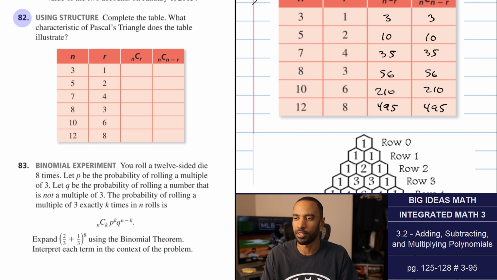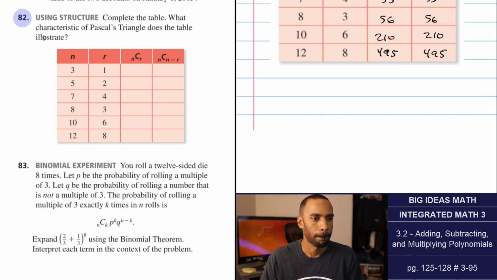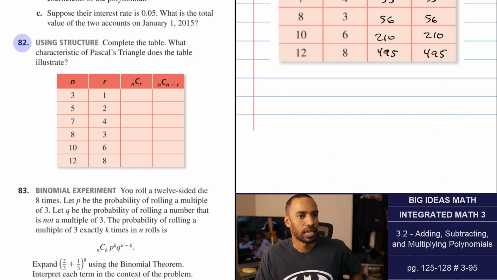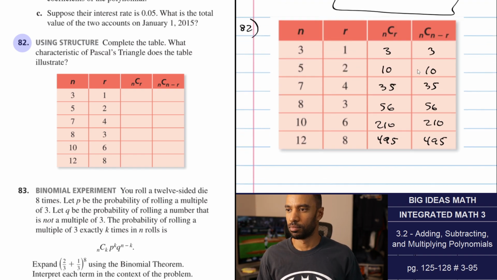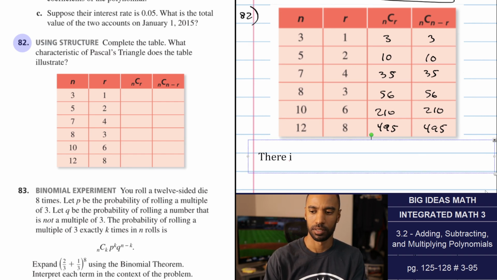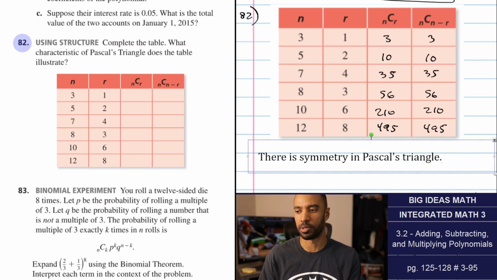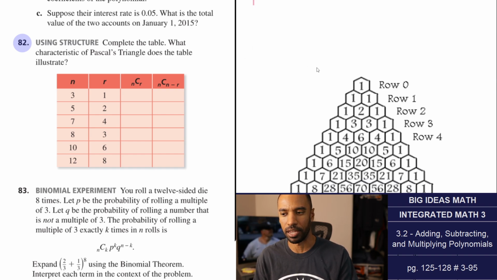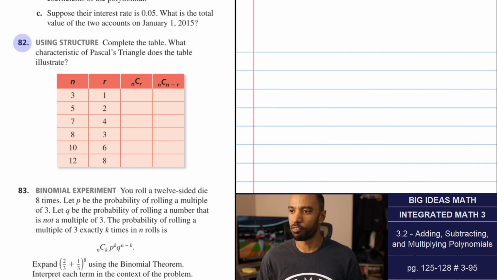All right, so that's filling out the table. Now, what were their questions? What characteristic of Pascal's triangle does the table illustrate? Oh, symmetry. That was kind of dumb. Sorry. There is symmetry in Pascal's triangle. That's all I'm going to say. We've seen that a whole bunch. You can look at it right here. Clearly, there's symmetry there. Okay, let's keep moving forward. Number 83.